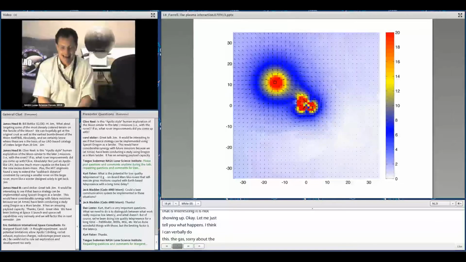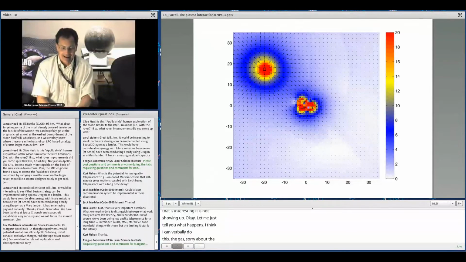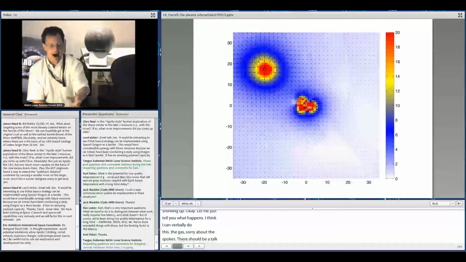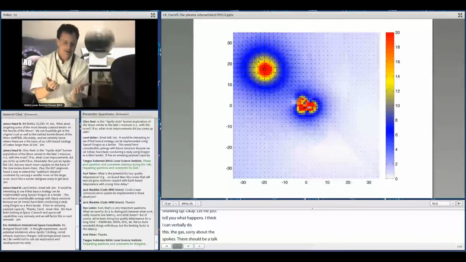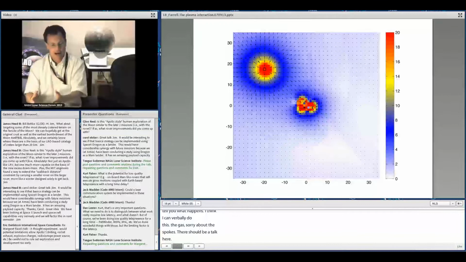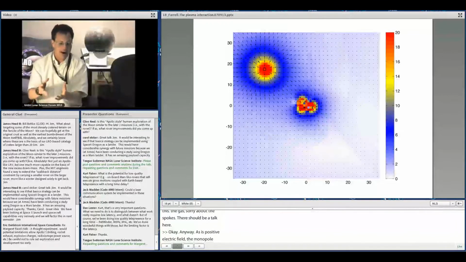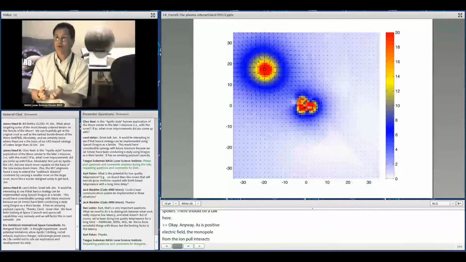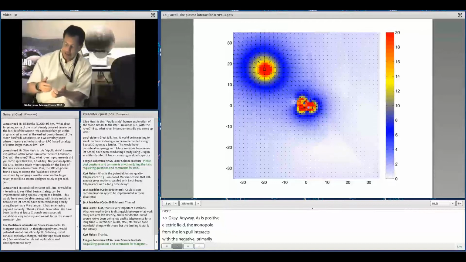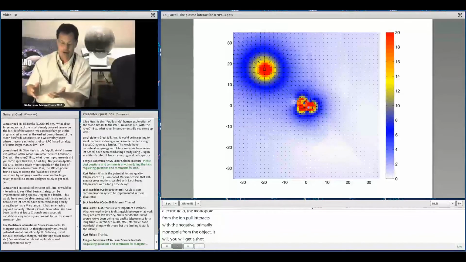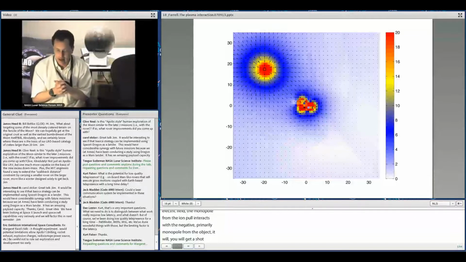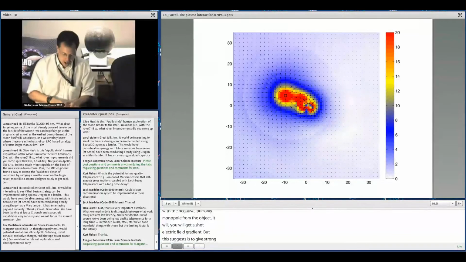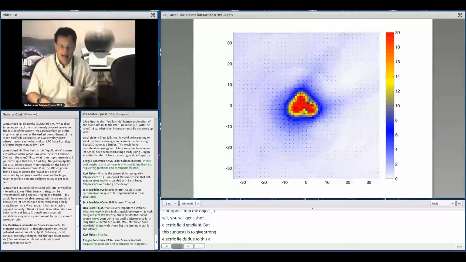Anyway, what ends up happening is as this positive electric field, positive monopole from the ion cloud, interacts with the primarily negative monopole from the object, you actually form a dipole. And you get a strong electric field gradient. It's really because you have a gradient in the photo-ion currents across the object. So this suggests you're going to get pretty strong electric fields due to this gas current system. And the third interaction, of course, is when you have the Orion capsule.